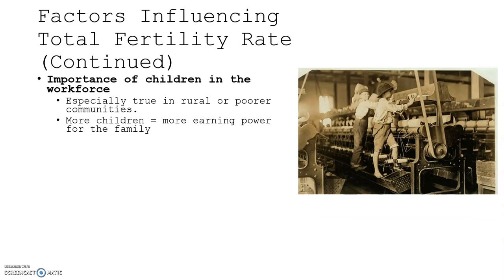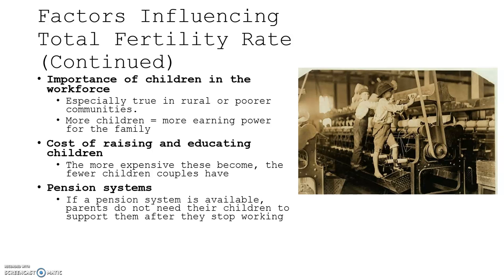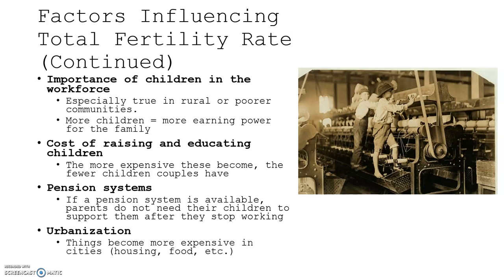Some more, continued. The importance of children in the workforce. So this is especially true in rural or poor communities. More children equals more earning power for the family. The cost of raising and educating children, the more expensive these become, the fewer children couples have. Pension system. If there's a pension system that's available, parents don't need their children to support them after they stop working. So this is some of the things that we talked about where the oldest son takes in the parents to care for them. So other things like nursing homes fit into that. And then urbanization. Things become more expensive in cities, housing, food, etc.